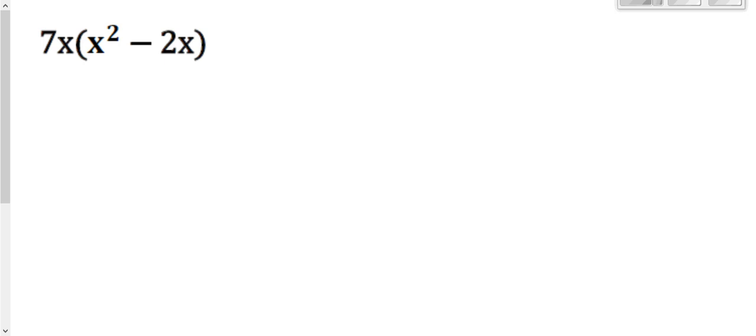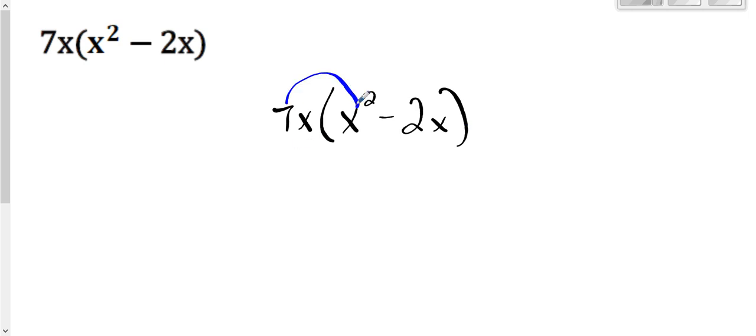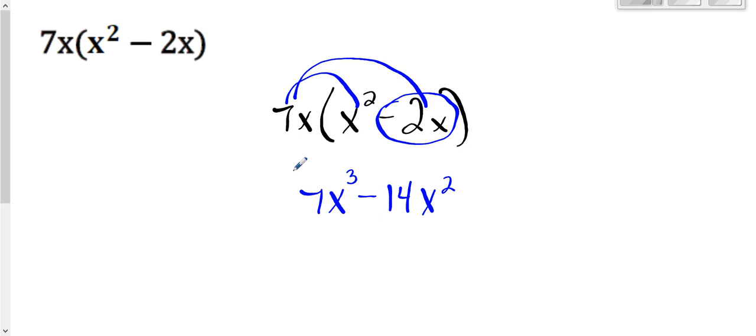Okay, so this is our station where we're supposed to utilize the distributive property. So I'm going to rewrite. I have 7x times x squared minus 2x. So to use my distributive property, we know we take whatever's on the outside and multiply by everything on the inside. And remember that this is part of my term. So 7x times x squared would give me 7x to the third. And 7x times negative 2x is going to give me negative 14x squared.